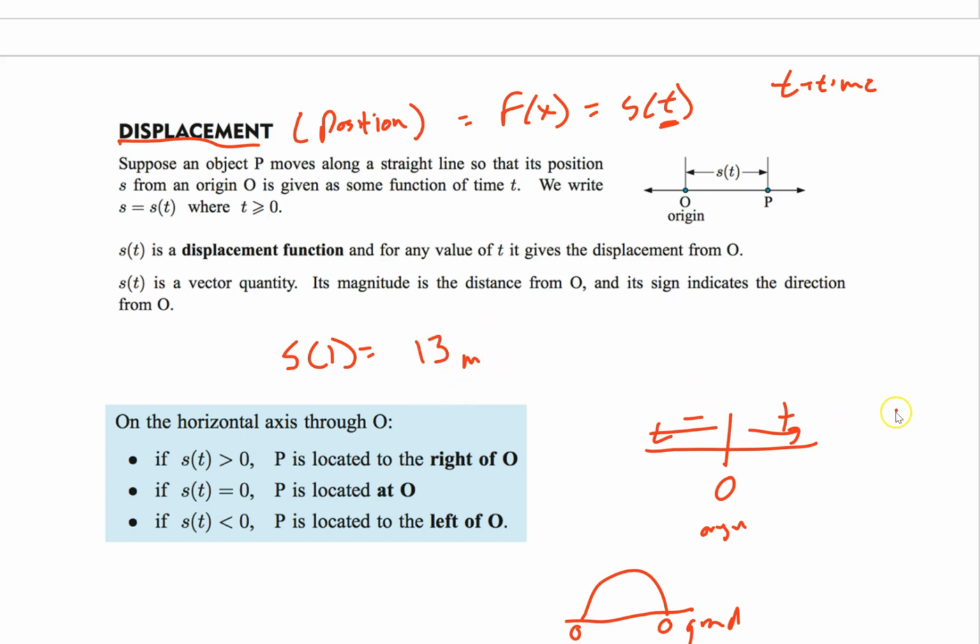You're over here somewhere at 13. That's all that means. It doesn't mean that's how fast you're going or anything. It's the position, so 13 meters right of the origin. If you got negative 13, you'd be 13 meters left of the origin. On this vertical one, 13 would be 13 meters high, and negative 13 would be 13 meters in the ground. So just keep that in mind. When you're positive, you're to the right, negative to the left, and 0 is 0.